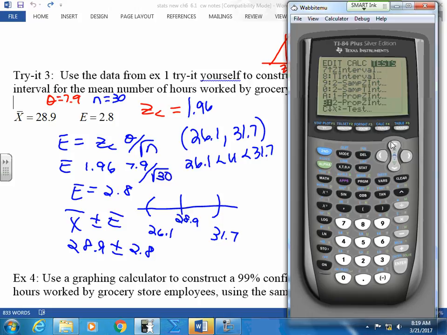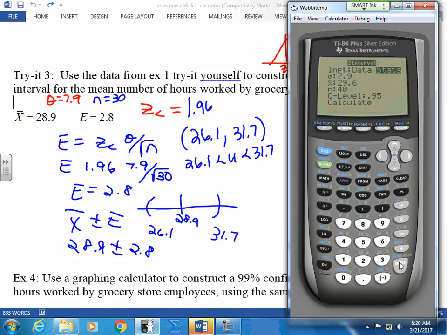7. It says z interval. I need this word to say interval. INT is also interval, but I don't have two samples, and this PROP, proportion, we'll get to that soon, but I don't have a proportion. I don't have a t-score, we'll get to that soon. I have a z-score. So I'm going to use number 7. Very easy to spot.